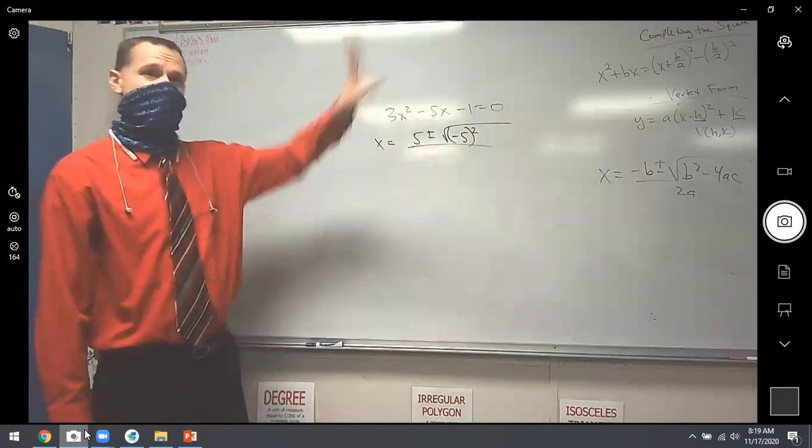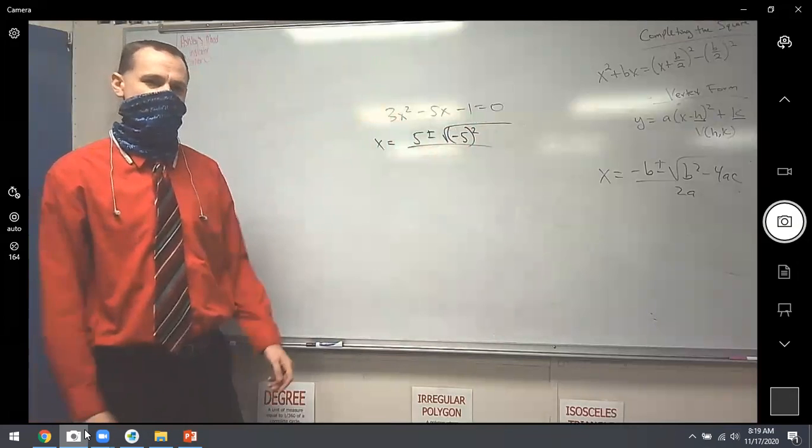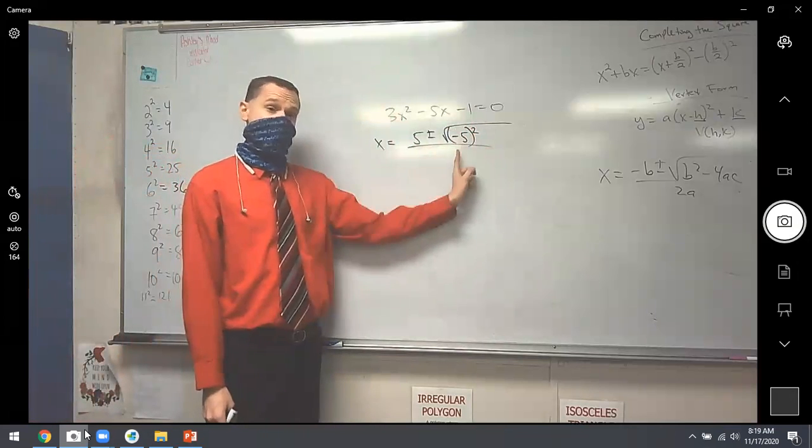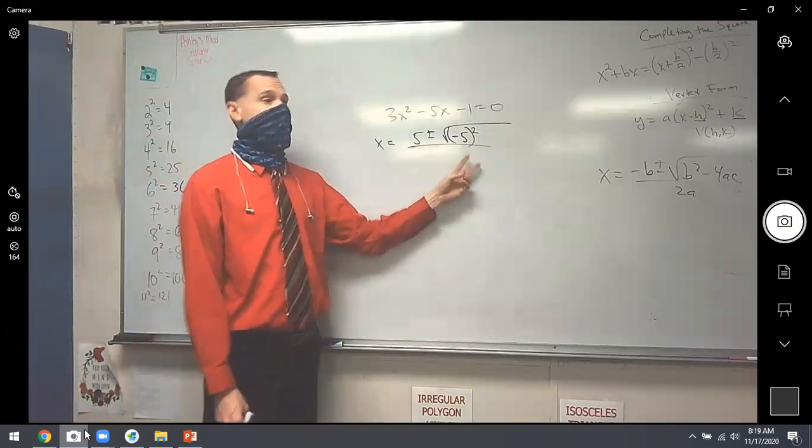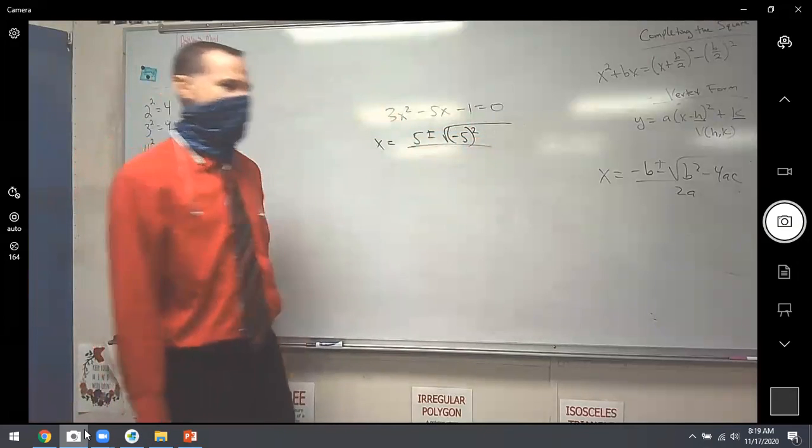I cannot emphasize that enough. If you have a negative raised to a power, you've got to put it in parentheses, or else it's going to square it first and then put the negative on it. So be very, very, very careful about that in your calculator. Right there, that b squared. That's the main thing you need to be worried about.